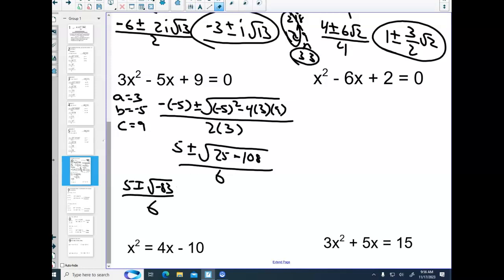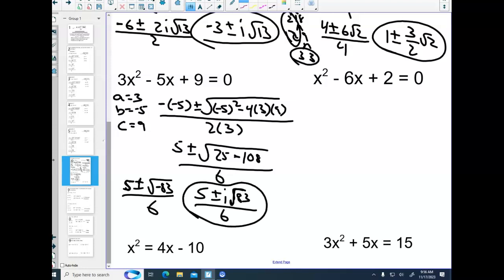Now, in a weird way, you should like the more complicated problems, because there's actually less to simplify. You can't simplify 83, but if there is a negative in there, you do need to pull it out. Root -83 simplifies to i root 83, and that's your answer. Not much more you can do with it. Now, could you write it as 5/6 plus or minus i root 83 over 6? Sure. But splitting that one up is not as big a deal to me.